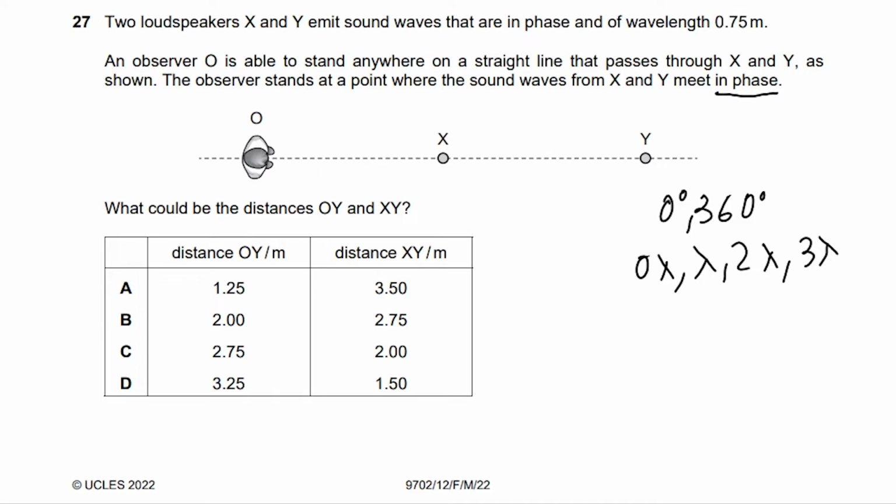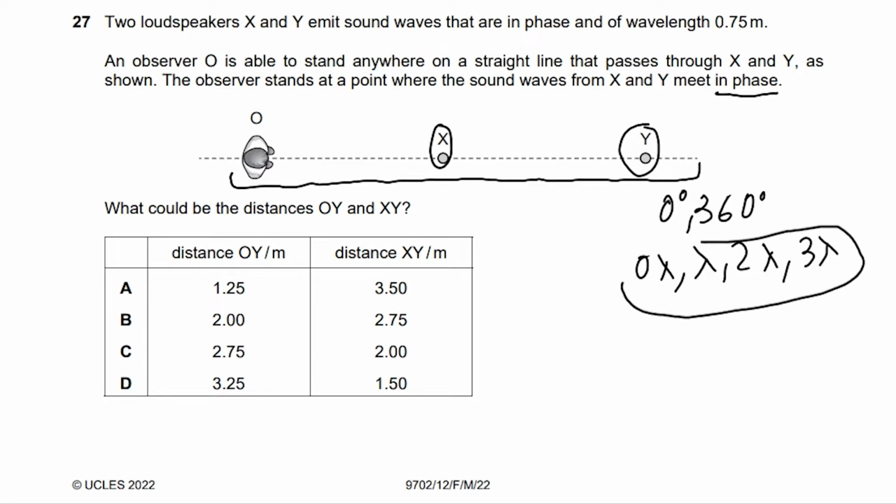Now we are told that an observer O stands anywhere along this dotted line, and there are two loudspeakers X and Y. We are given the distances OY and XY, and we have to find which option is correct. Now there will only be one option in which the distances are given such that the two waves meet at a point where they are in phase. For two waves to meet at a point where they are in phase, the path difference between the points must be a whole number of wavelengths.